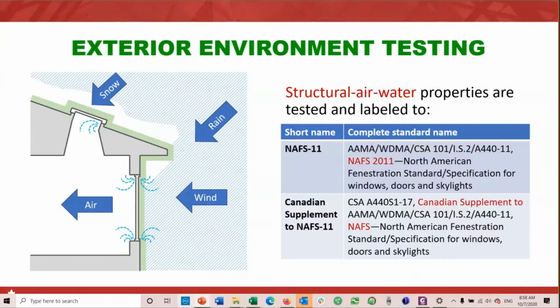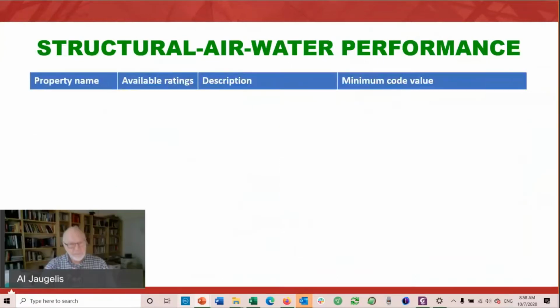With respect to tall buildings, when I have windows and doors in taller, larger buildings, we're going to have stronger wind effects on that building as you go higher up. So this methodology in the Canadian supplement to NAFS allows us to determine what those wind pressures and driving rain wind pressures are for windows, doors, and skylights.